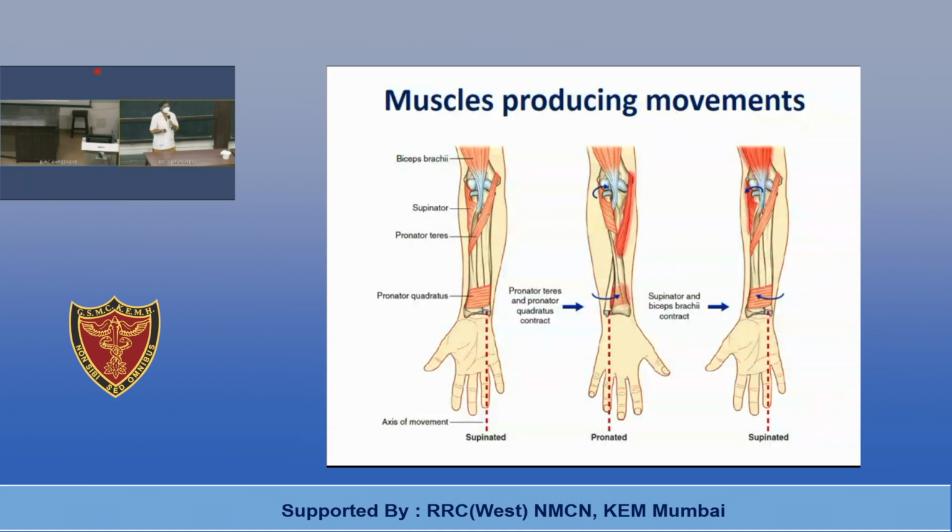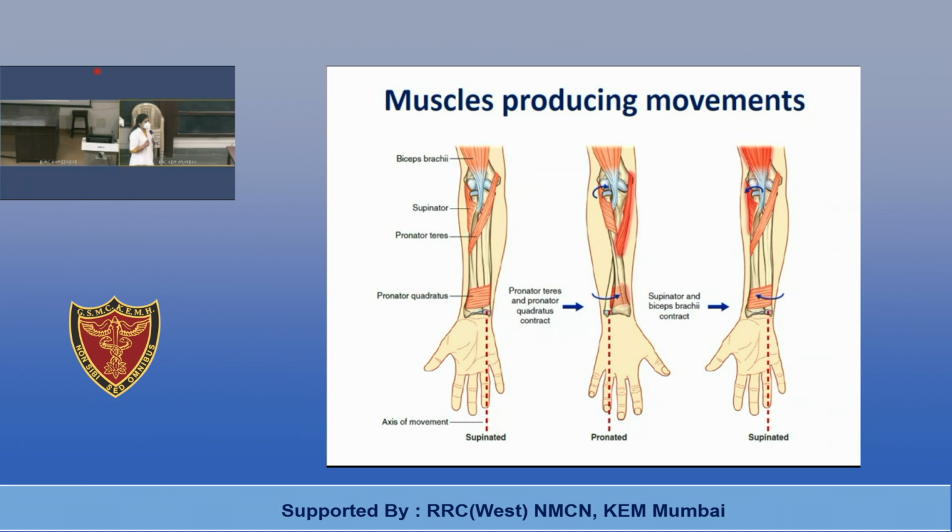And which are the pronator muscles? Pronator quadratus assisted by pronator teres. Where is this quadratus? Quadratus is this small muscle which is present in the lower one-fourth of the forearm region. Okay. So pronator quadratus assisted by pronator teres are the pronators of the forearm. So I hope this point is clear.